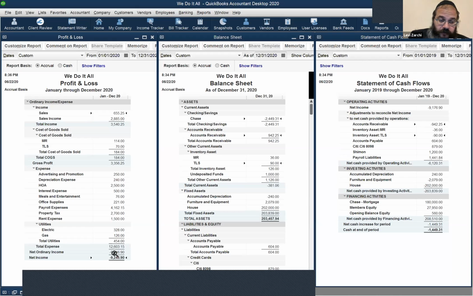Now, I'm not going to dwell too much on it. If you don't get it so much, maybe you'll review it. But this is something that I have to show you: the statement of cash flows. I want to spend a few minutes to understand at least the general idea of the statement of cash flows.